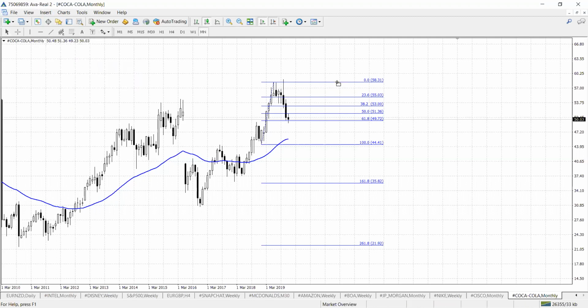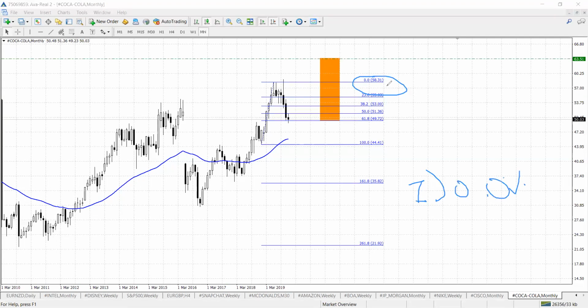Then we take the shape and we look to finalize the projection from our last level that we have to respect, which is the 61.8%, and then we have our target to the upside. Now, very important to mention, number one rule, your first target to exit will be the 0% level. Number two, your second target is the end of the projection.